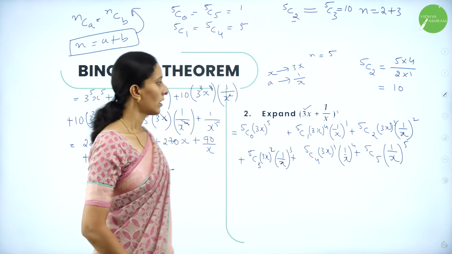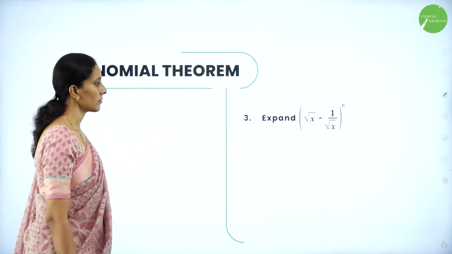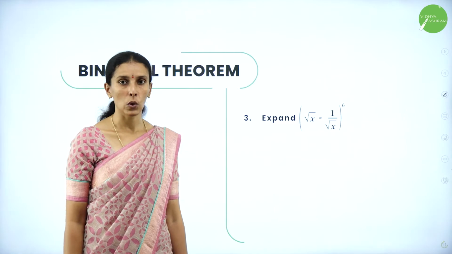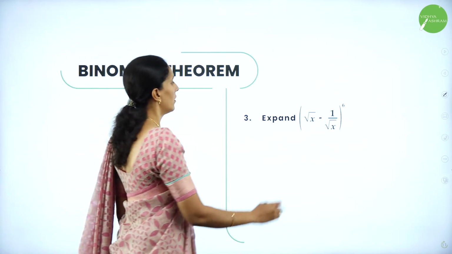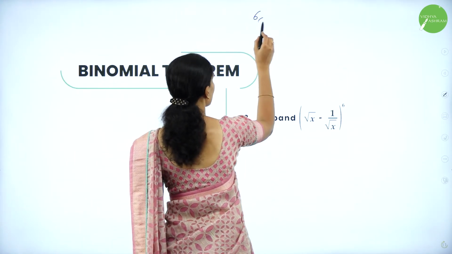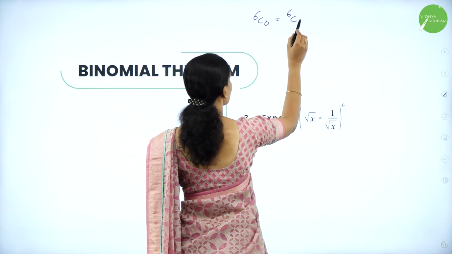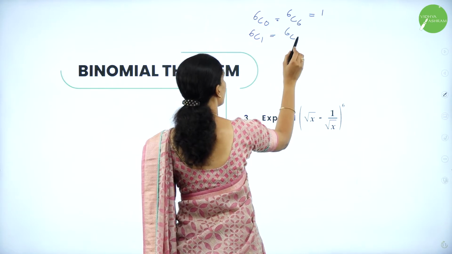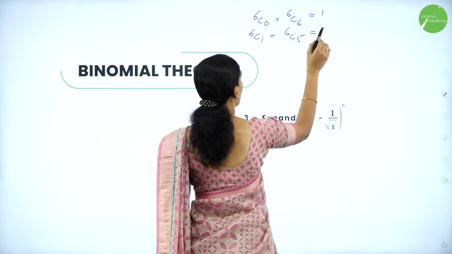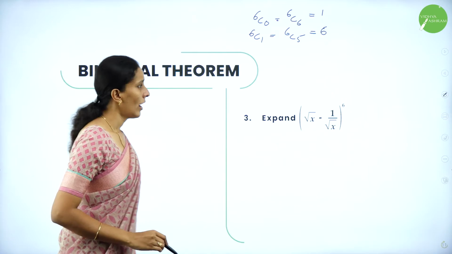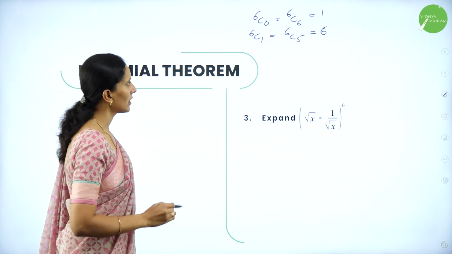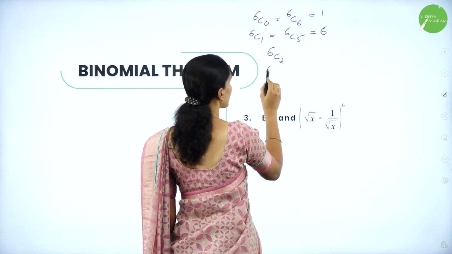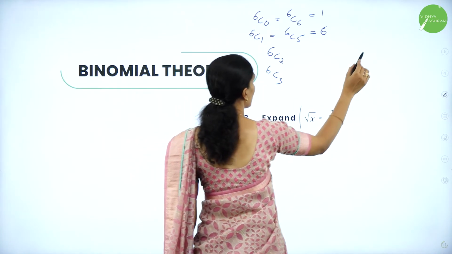We'll take one more problem. Expand (root x minus 1 by root x) whole power 6. So remember this, 6C0 and 6C6 is 1. 6C1 and 6C5 is 6. And along with this, what are the things we have to find? We have to find 6C2, 6C3, 6C4.